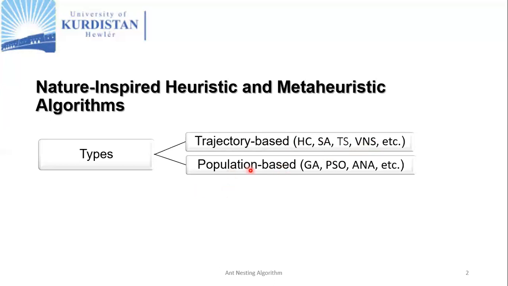Whereas population-based algorithm, metaheuristic, we're talking about metaheuristic population-based algorithm. That means we have multi-solution algorithm. So examples of these are genetic algorithm, particle swarm optimization, and nesting algorithm, etc.